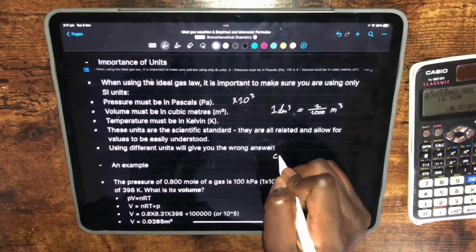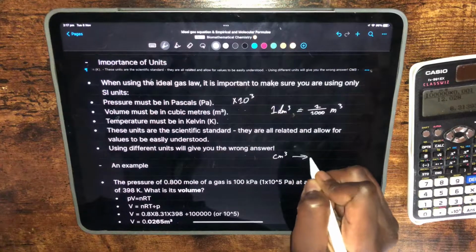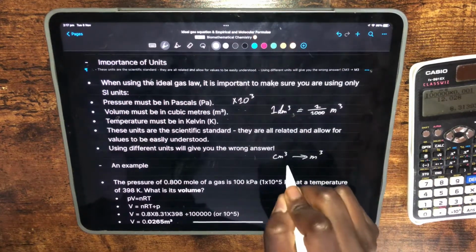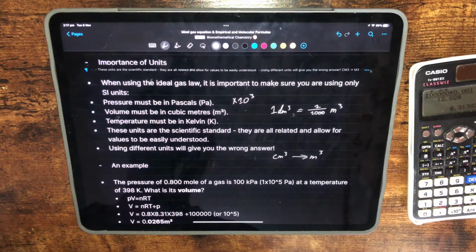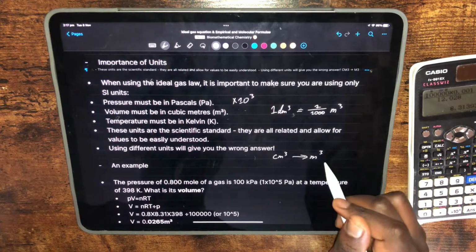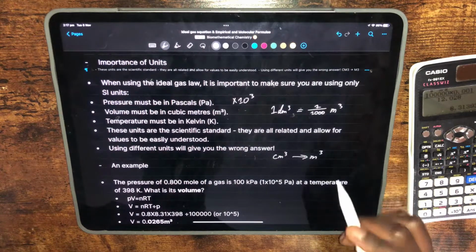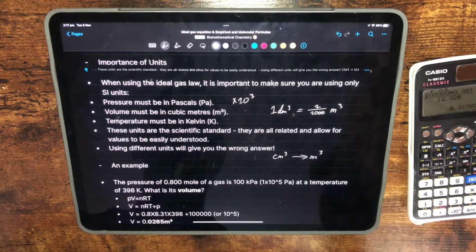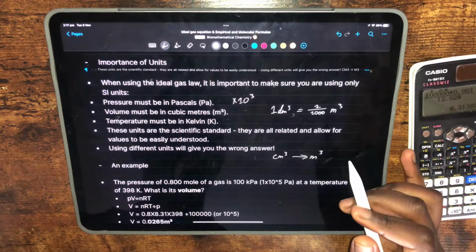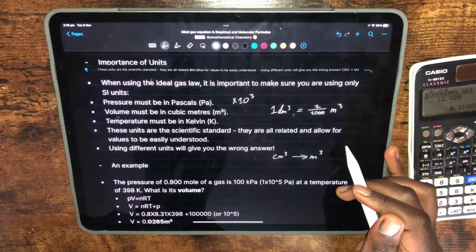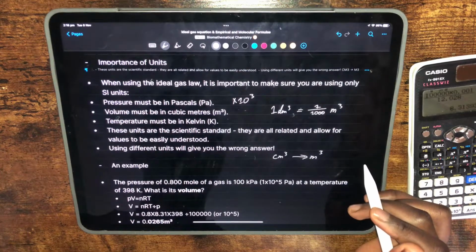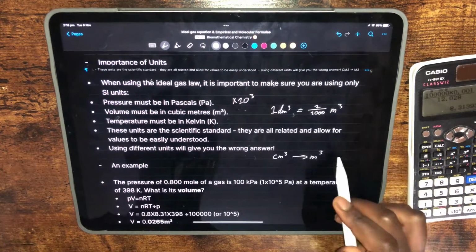Going from centimeters cubed to meters cubed is not the same as just dividing by 10 to the power 2. People know that going from centimeters to meters, you're dividing by 100, right? Some people would think that going from centimeters cubed to meters cubed would just be the same. But it's not as simple as that, because it's a volume, so you're cubing that.